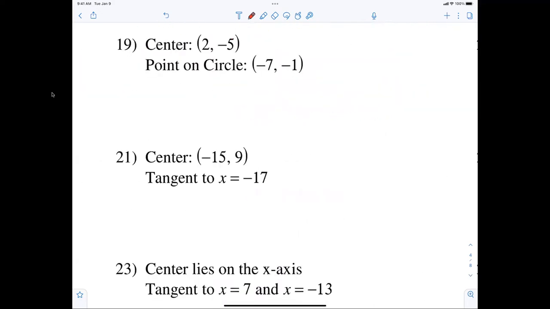All right, so let's go with 19. This is very similar to the first ones we did.